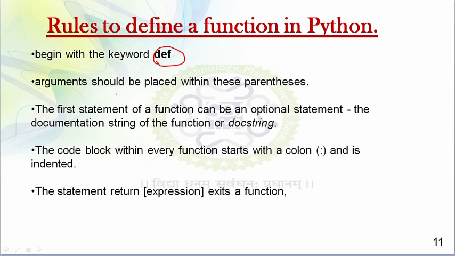Next rule says the parameters or the arguments through which we pass the values to the function should be placed within the parenthesis. So I may provide an argument and I may not provide an argument. So they are basically optional. Next is the first statement of a function can be an optional statement, and this is known as the documentation string of the function or the doc string.